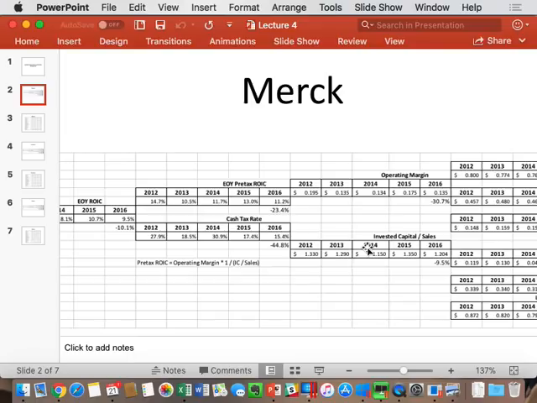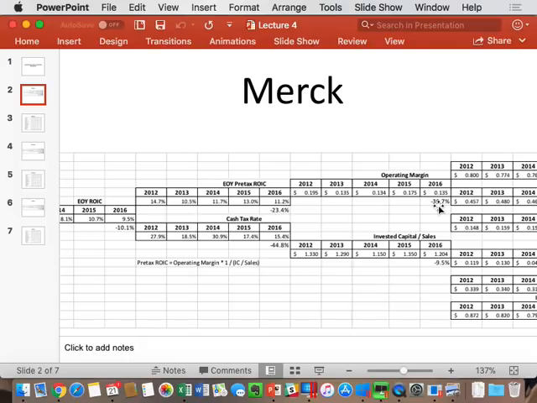EBIT margin, operating margin. In 2012, Merck, as a percentage of sales, had a 19.5% operating margin. In 2016, their operating margin was 13.5%, a 31% decline. Did that help or hurt Merck's ROIC? It hurt it pretty dramatically. So that is probably going to be the primary reason why Merck's ROIC went down: a big drop in operating margin over the last 5 years.